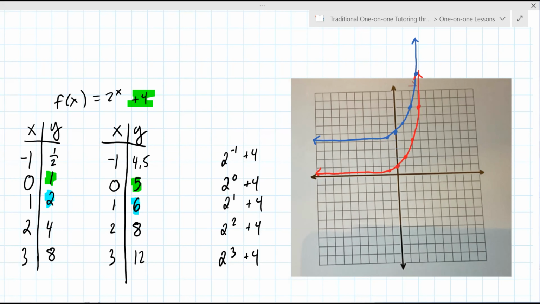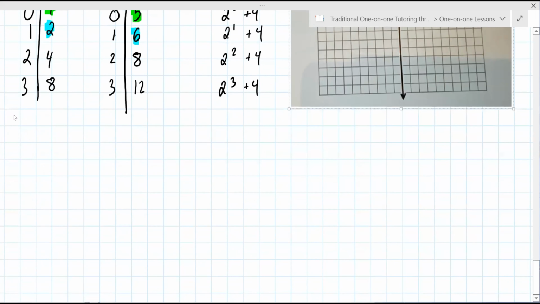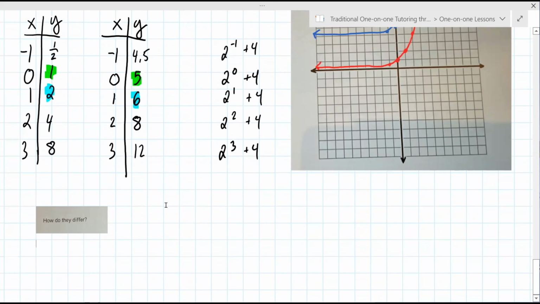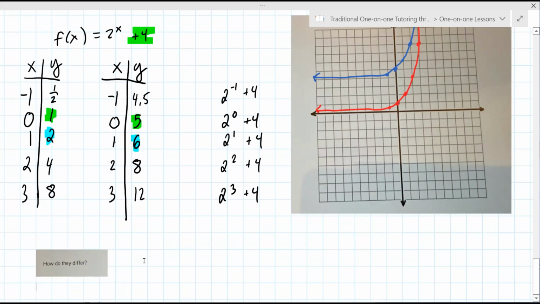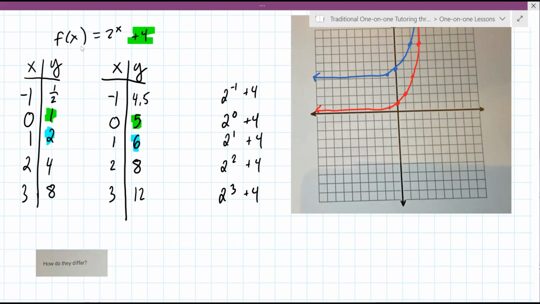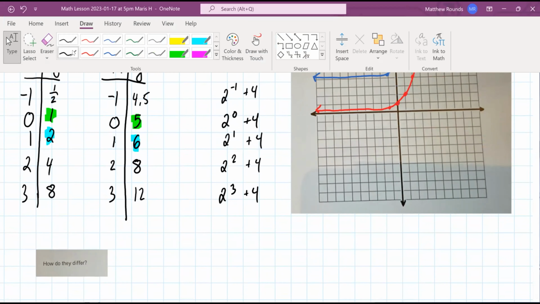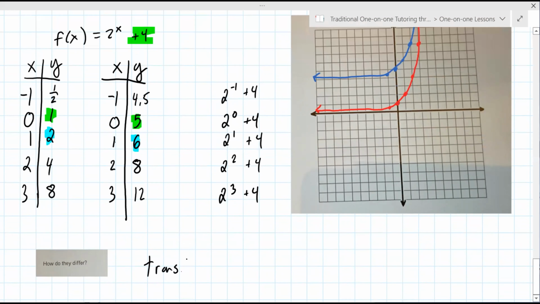So the last part here, how do they differ? Well, you already answered that. They differ in that the blue, the second one, is 4 units up. It's transformed. You can say it's transformed or shifted 4 up. There you have it.